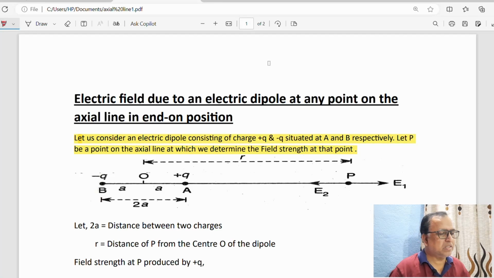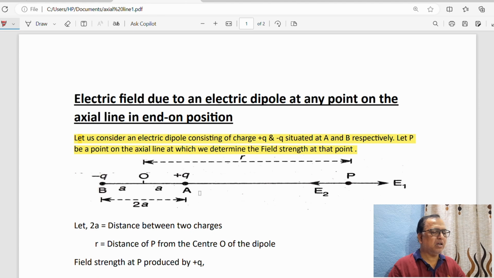Welcome to all. Today's topic is electric field due to an electric dipole at any point on the axial line, in end-on position. Let us consider an electric dipole consisting of charges plus q and minus q situated at A and B respectively. Let P be a point on the axial line at which we determine the field strength.